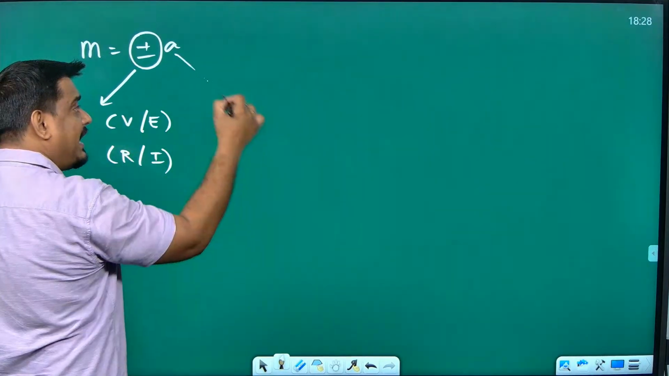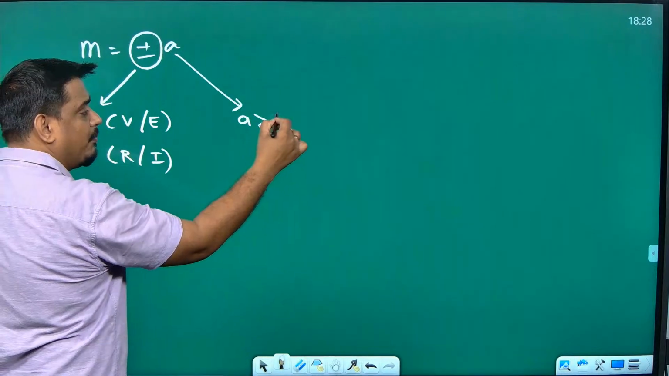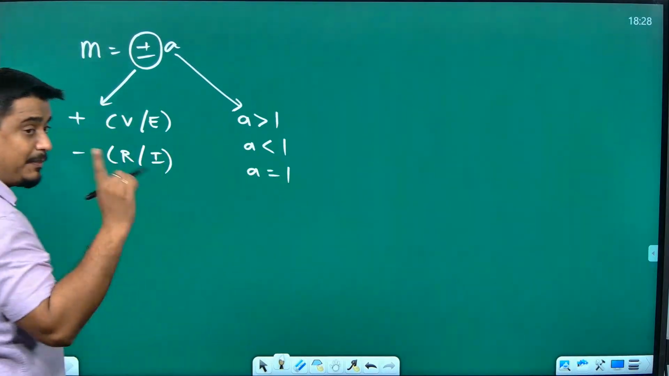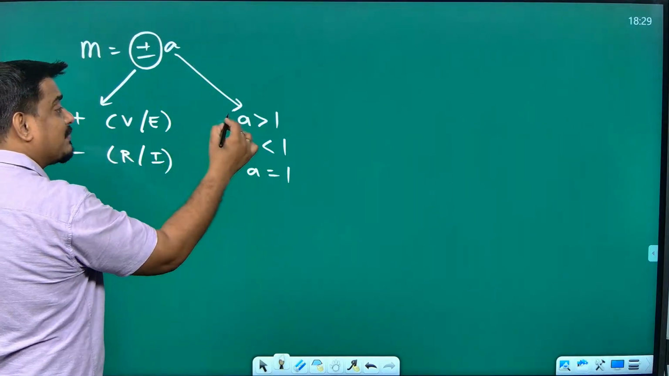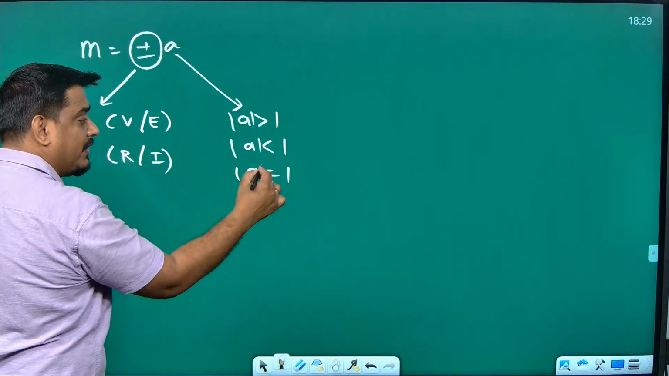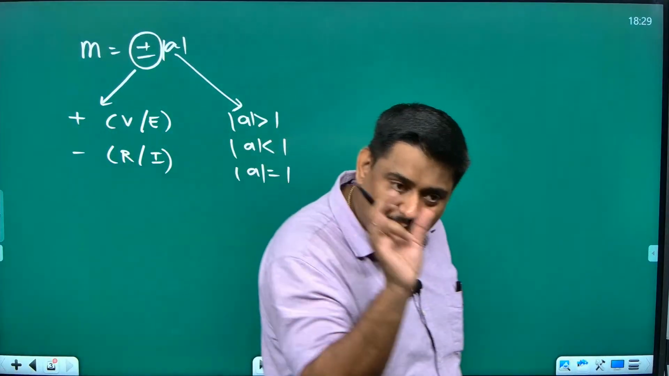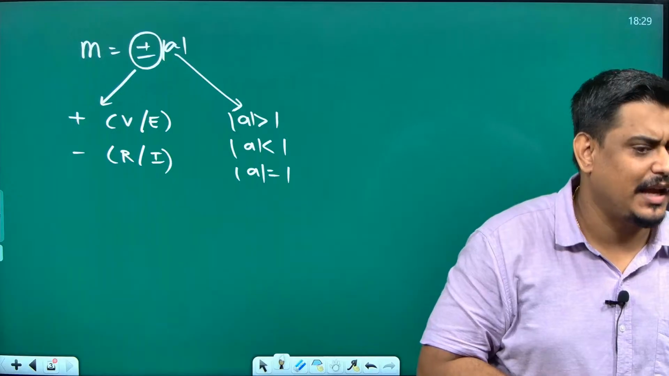This number A can have 3 possibilities: being more than 1, being less than 1 and being equal to 1. Once again I am repeating, you should only take its magnitude, okay? Never take minus 3 as less than 1. Take 3 only, and take the minus separately. Are you getting my point?